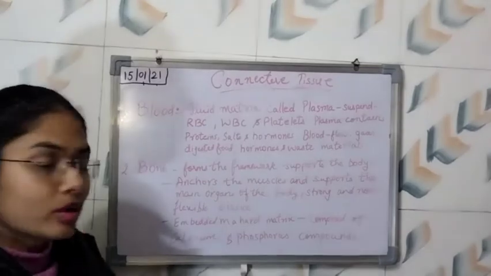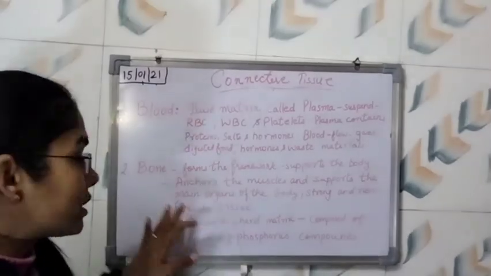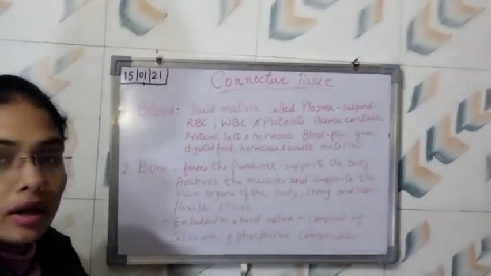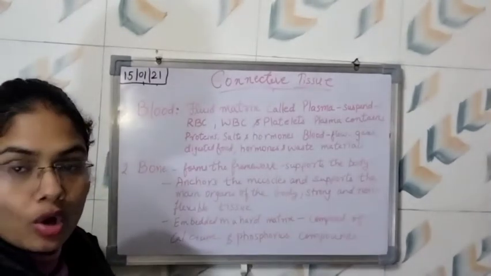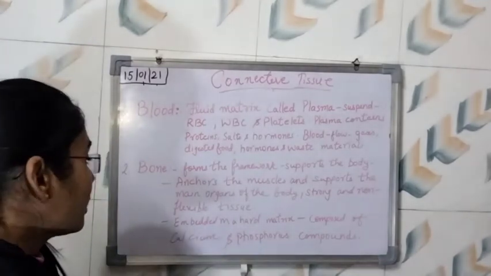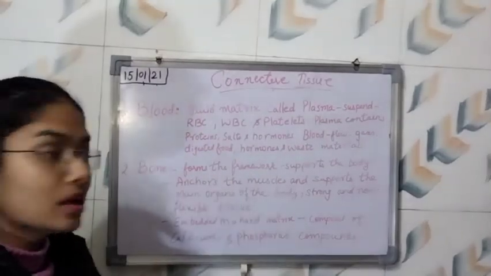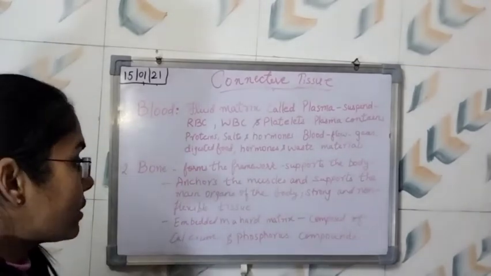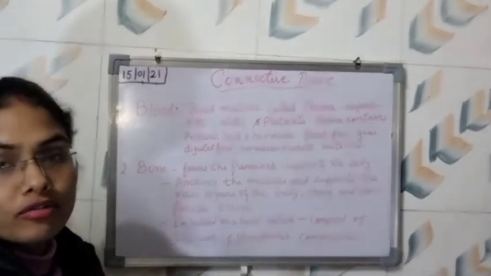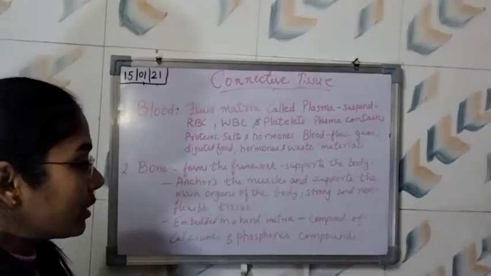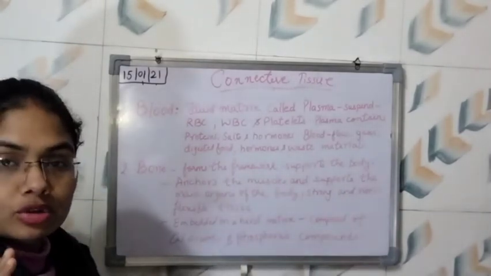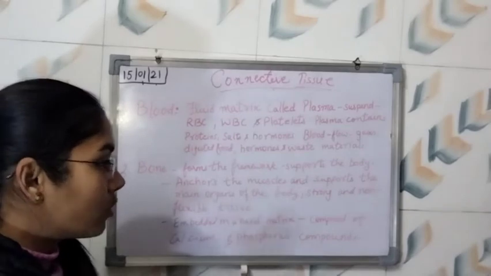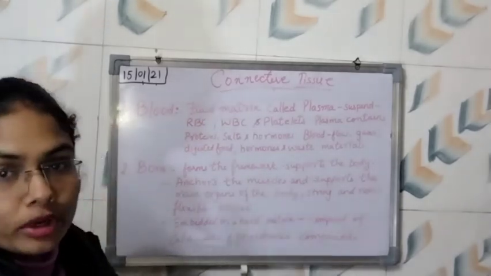Then moving forward, the next example of connective tissue is bone. Bone is also a connective tissue, right? It forms the framework which supports the body, and it anchors the muscles. Anchors the muscles means it keeps holding the muscles, right? And it supports the main organs of the body, helping them to keep erect and function properly.